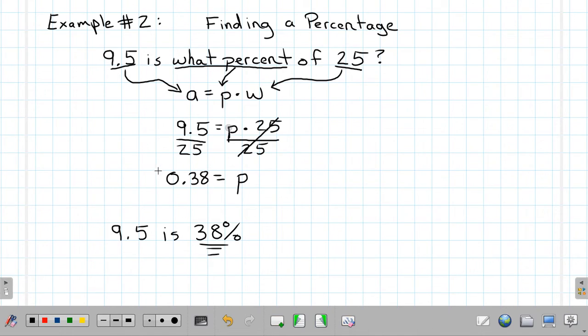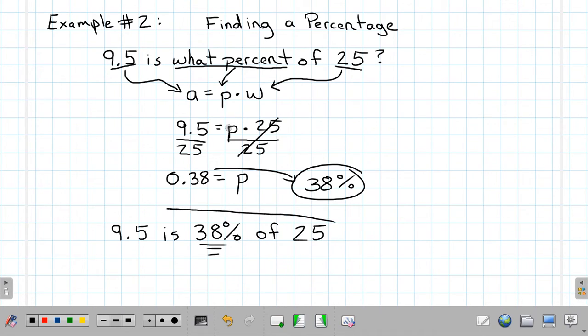Okay. So in this case, 0.38 is 38%. So 38% of 25. Okay. So in this case, you know what the part is, okay? And you know what the whole is, okay?